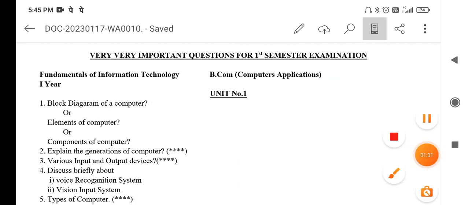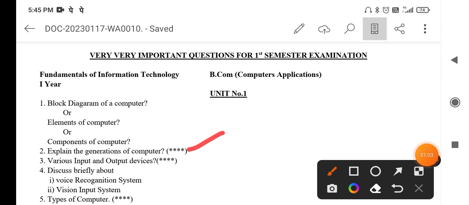When it comes to question number 2, explain the generations of computers. You know what is the meaning of generation? It is based on the technology used in the computer. We have total 5 generations: the first generation computer, second generation, third generation, fourth and fifth generation. In all these 5 generations, we have some advantages and some disadvantages. If you write 3 to 4 advantages and 2 to 3 disadvantages, it is more than enough for this question.